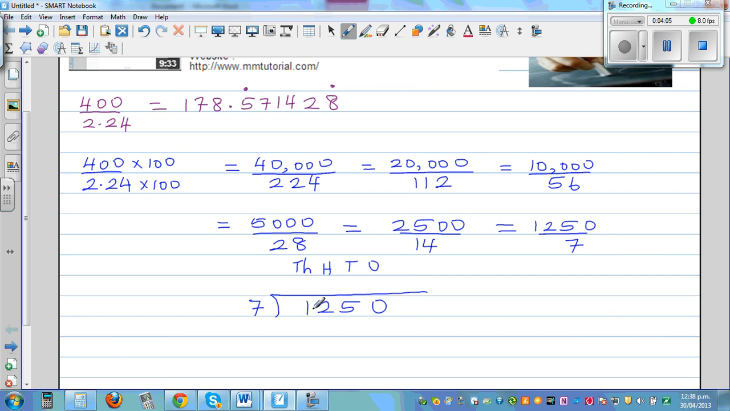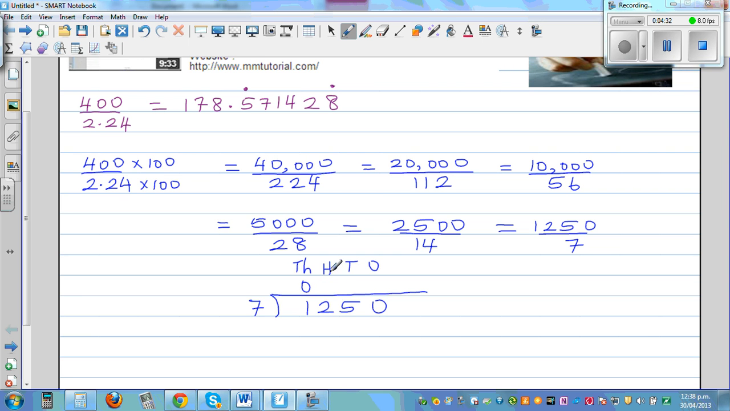7 goes in 1, means 7 goes in 1,000. How many times? It doesn't go in thousands. If you write a number here, that'll be 7,000. That'll be too big. So now you're writing a number which is in the hundreds place. If you write 1 there, it is 100. So 7 goes in 1250 how many thousand? 0.